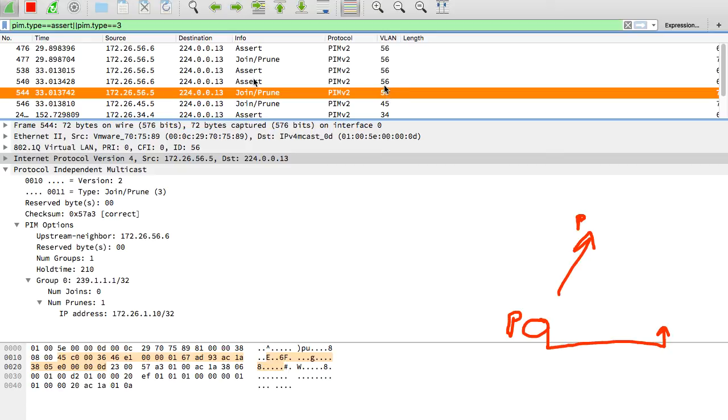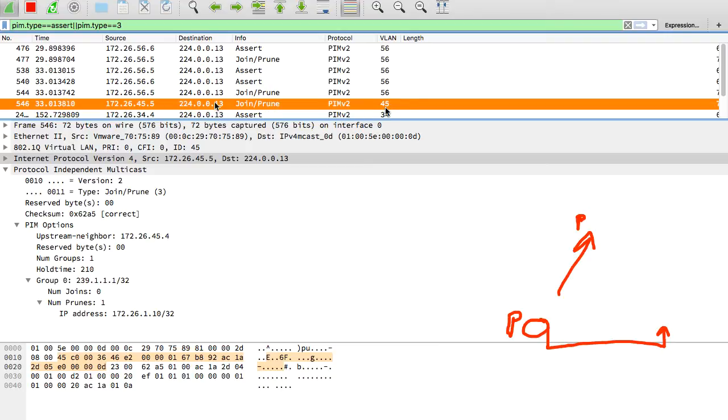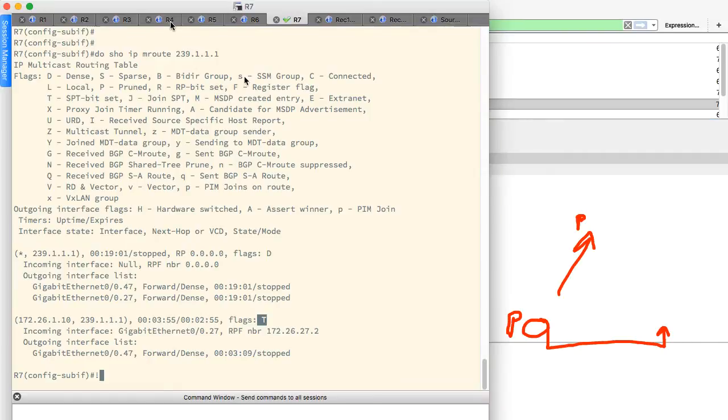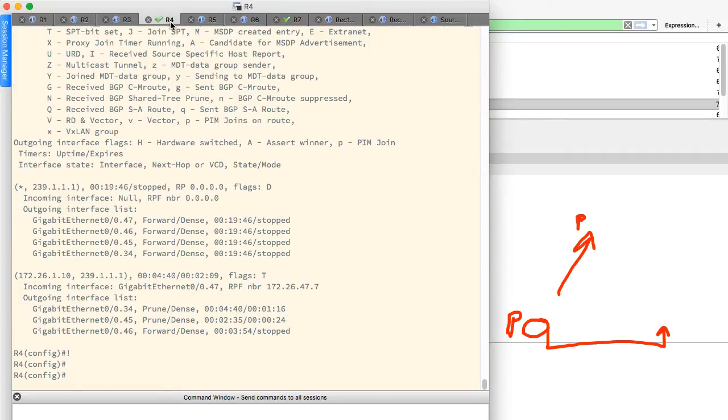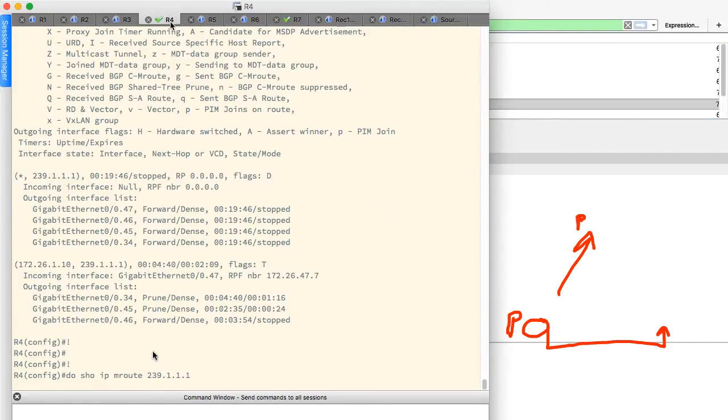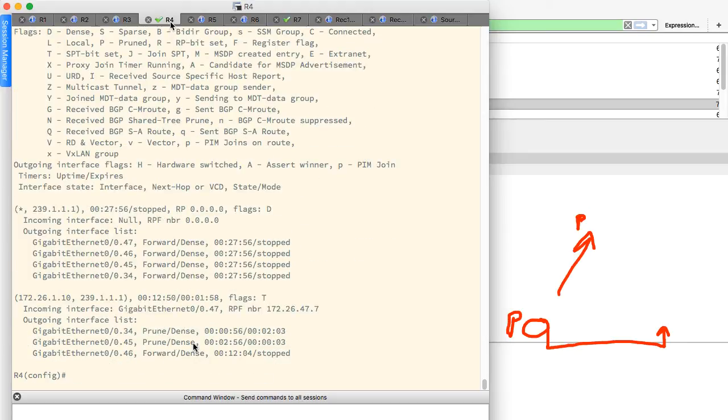So that first prune after the assertion is going on VLAN 56, to essentially tell R6 that yes, you have won the assertion and you should be forwarding traffic to this VLAN. I won't do that anymore. And then a prune sent to VLAN 45, which is to router 4, telling router 4 to prune that interface back. And if I look on R4, my steady state should once again be the same. So I should have pruned the interface going towards R5.